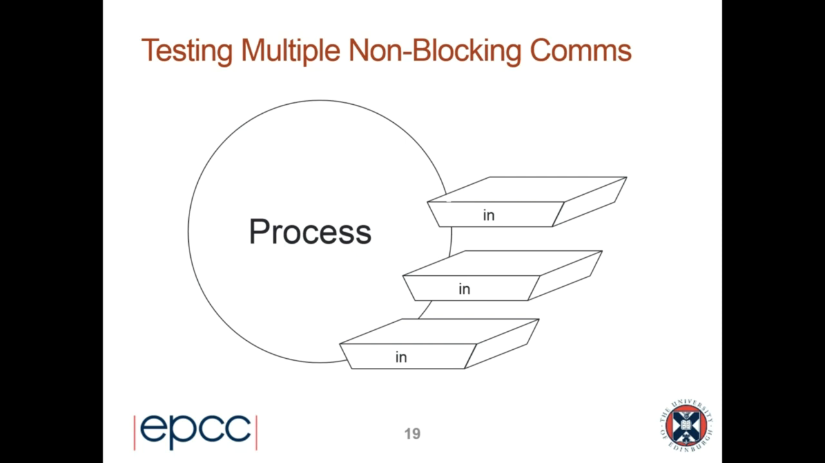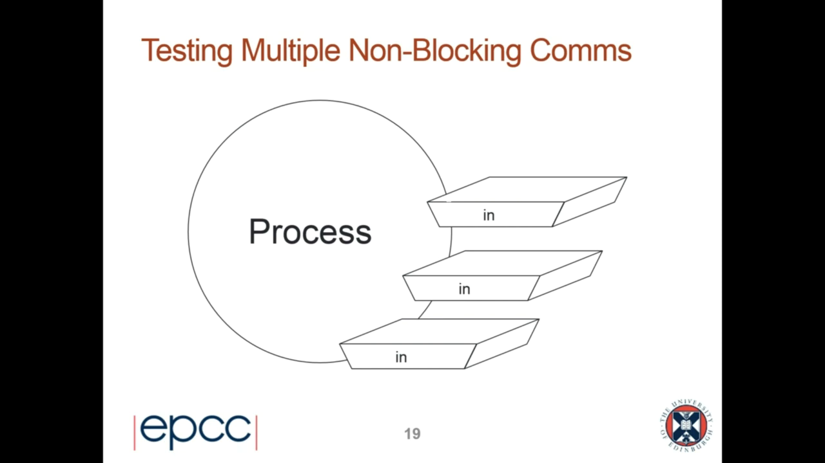So in a standard halo swapping code, you might be sending data up, down, left, right. You might be receiving up, down, left, right. You issue those 8 communications in a non-blocking fashion. You stick all the requests in a big array, and you just say, wait for them all to complete.